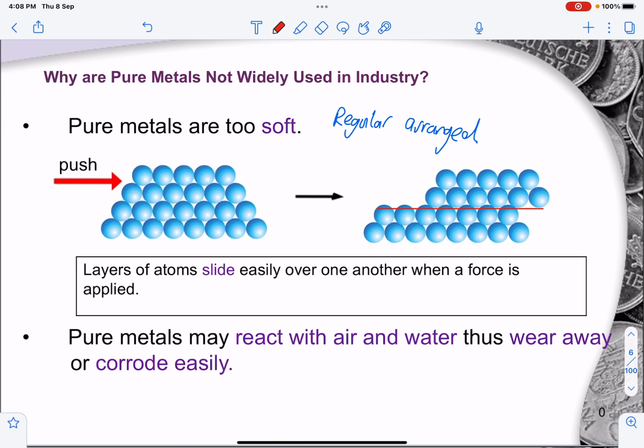This is a key exam question in which they always ask why you want to make an alloy and what the difference is. Pure metal tends to be very soft in its pure form. If you remember in kinetic particle theory, the particles are arranged in a regular arrangement, and this regular arrangement allows the atoms to slide easily over one another when a force is applied. Pure metals also tend to react with air and water, and thus wear away or corrode easily. This is what we call rusting.